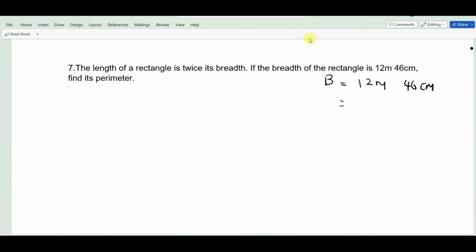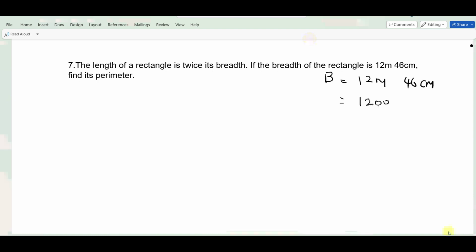simplify this. Instead of 12 meters, as we are converting to centimeters, I'll convert meters to centimeters. As all of us know, 1 meter is 100 centimeters. So 12 meters would be 1200 centimeters. I also have 46 centimeters which has to be added to this 1200. So now the breadth will be 1246 centimeters. So this is my breadth.